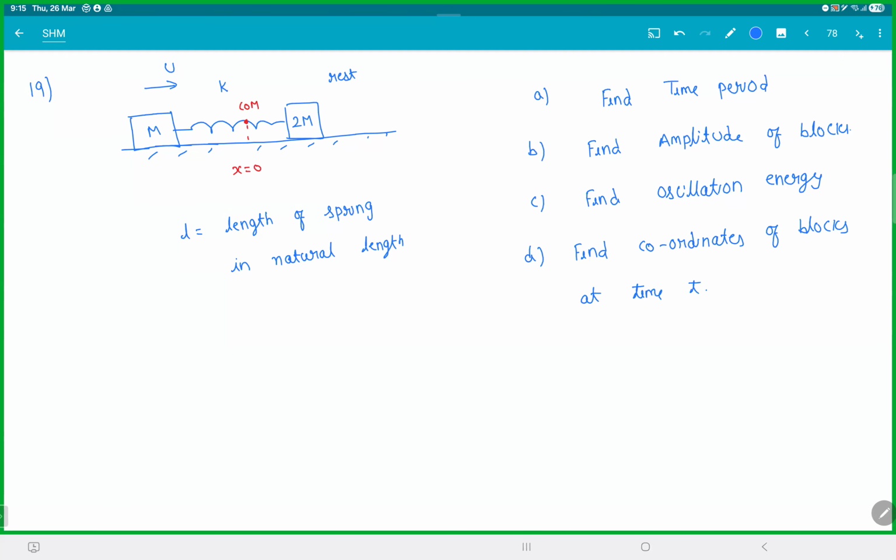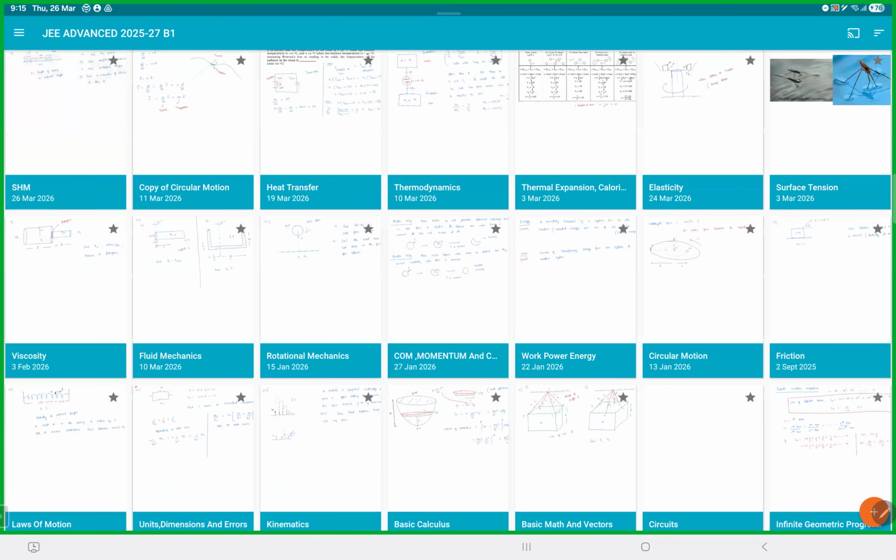Initially, the center of mass is taken as origin. L is the length of the spring in natural length. The left block is given speed u. The right block was initially at rest. How does this motion go?